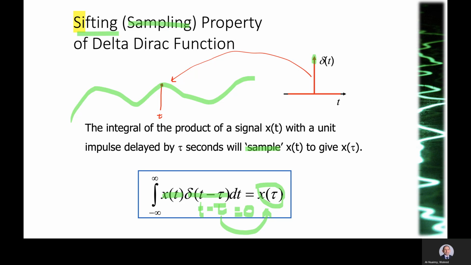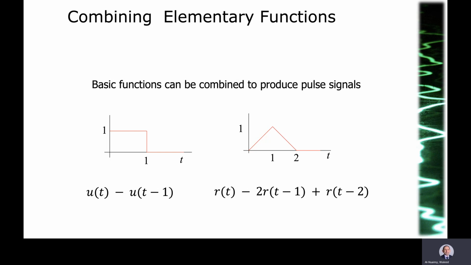So we can combine elementary functions together. Remember, this is why we're studying this topic, because we can use it to represent deterministic signals. So let's look at the first signal. We have some kind of rectangular pulse. It's got an amplitude of one and it's got a width of one.